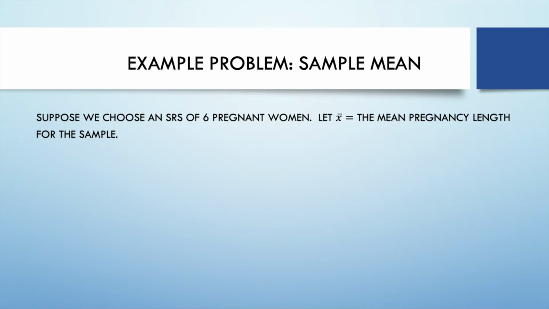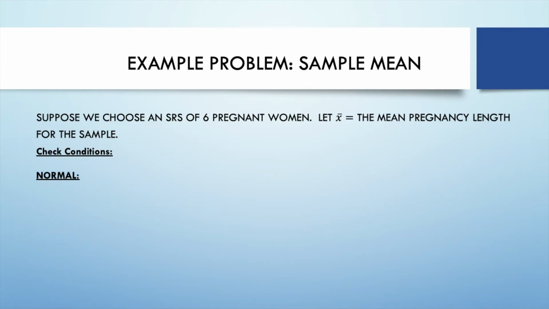Now we're going to see what if we're taking a sample. So this time we're not choosing one person at random from the population. We're choosing a simple random sample of 6 pregnant women. Let X bar equal the mean or average pregnancy length from the sample. So first we have to check the conditions that we talked about.